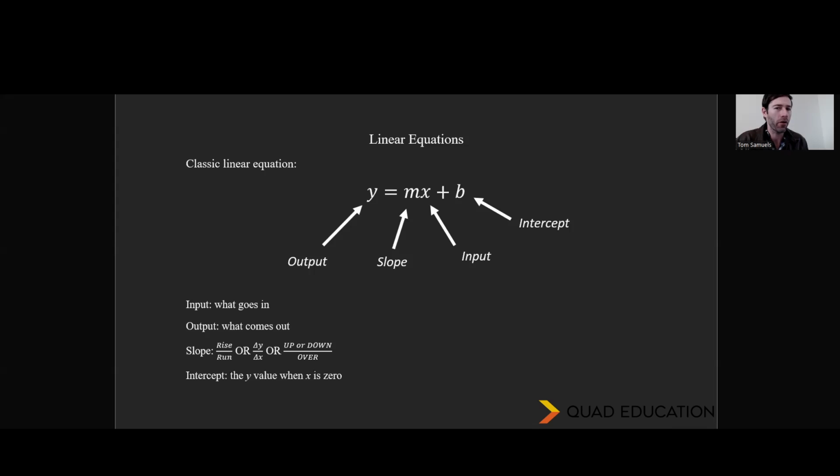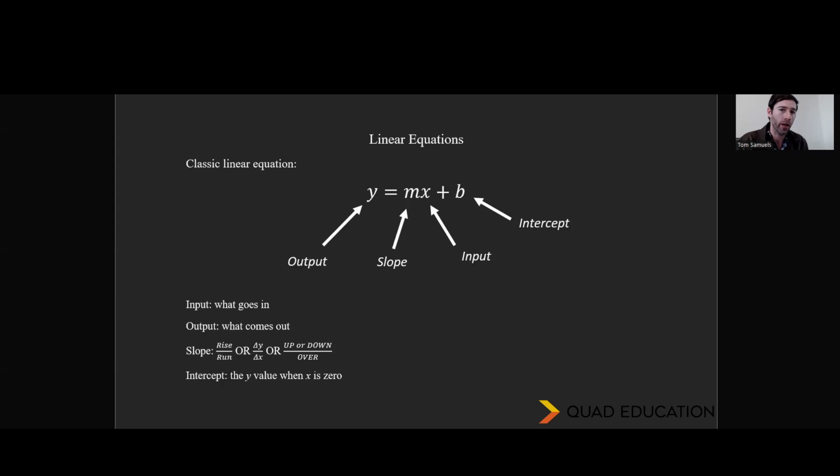First, let's review your standard boilerplate linear equation. I think we all know this one. It's going to be y equals mx plus b. Here we have constants m and b labeled as such, and we have x, the input, what goes into it, and y, the output, what comes out of it.